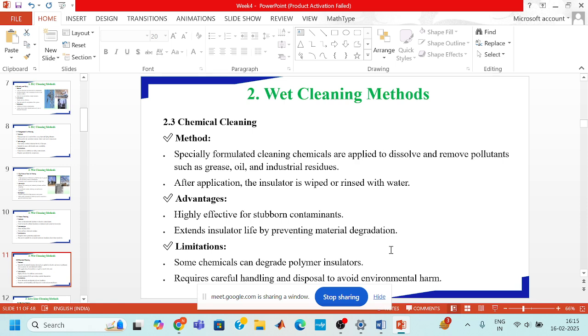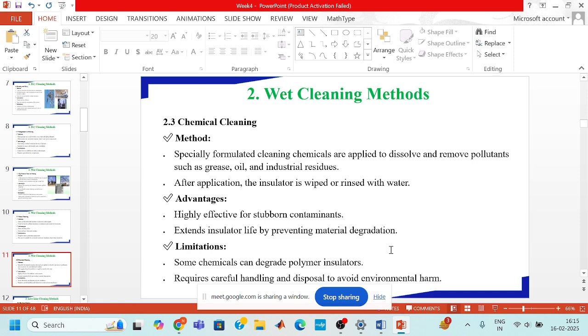Now, the next method for wet cleaning is chemical cleaning, in which specially formulated cleaning chemicals are applied to dissolve and remove pollutants such as grease, oil, and industrial residues. After application, the insulator is wiped or rinsed with water.